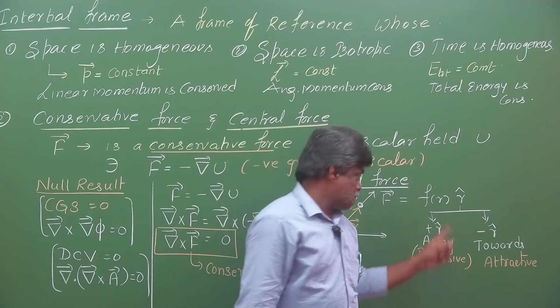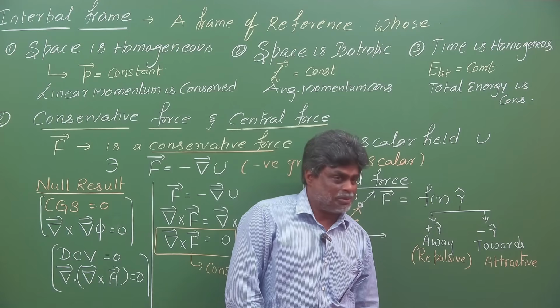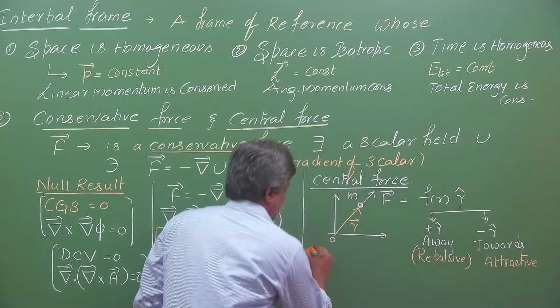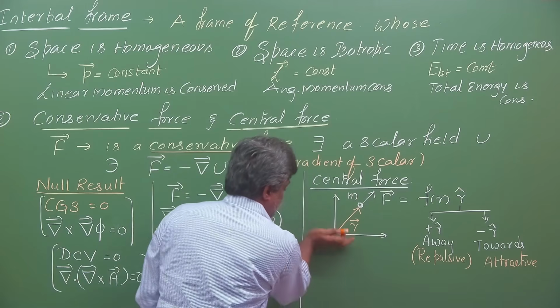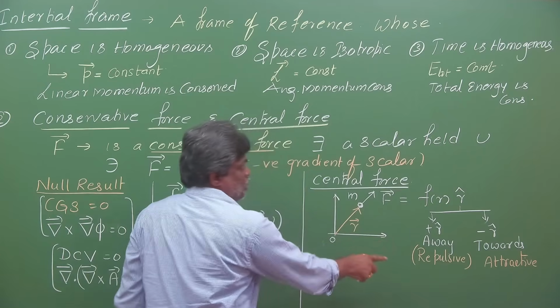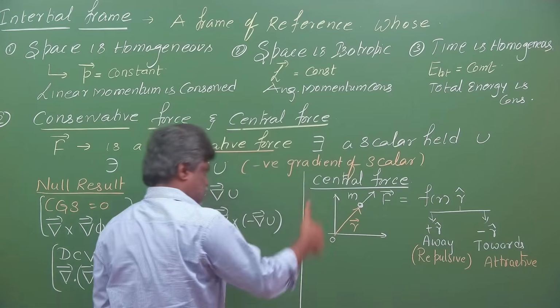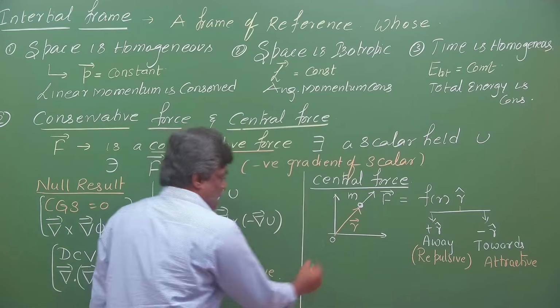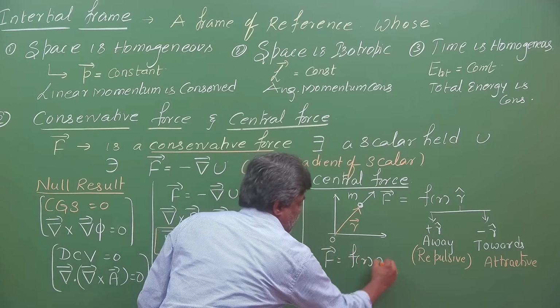Remember one thing, magnitude is not negative, direction is negative or positive. The best example is gravitational force. So we will write that later, example. So what is this, plus R cap? Minus R cap? Good, that is the central force. And if you observe carefully, F bar equals F of R cap.